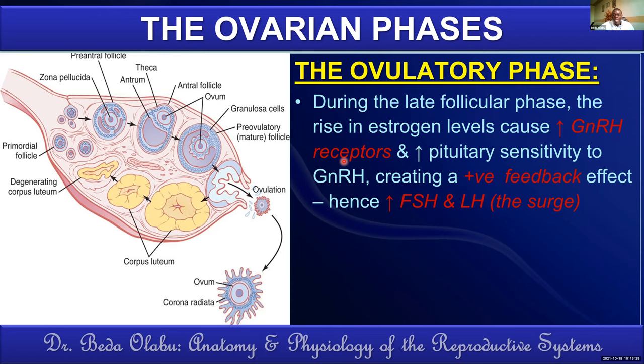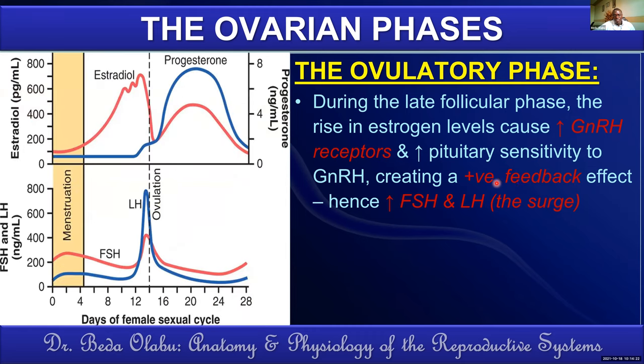And that leads to high levels of production of the gonadotropic hormones. We have an upsurge in FSH and LH. Remember, this happens in the late follicular phase, just before ovulation. What do we call that? That's an example of a positive feedback mechanism. High levels of estrogen have caused even further high levels of production of FSH and LH. That's a positive feedback mechanism, not the negative feedback mechanism that characterized the early follicular phase.